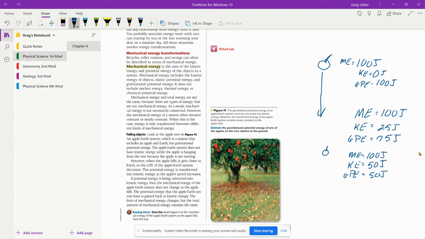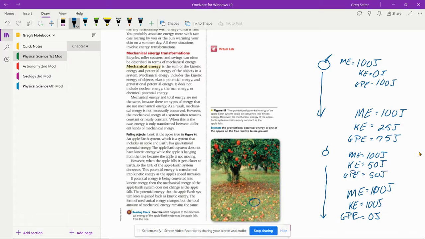As that apple approaches and hits the ground, just before it hits the ground, my mechanical energy again is 100 joules. I can't create or destroy. When that apple hits the ground, it loses its kinetic energy. It also has no gravitational potential energy.